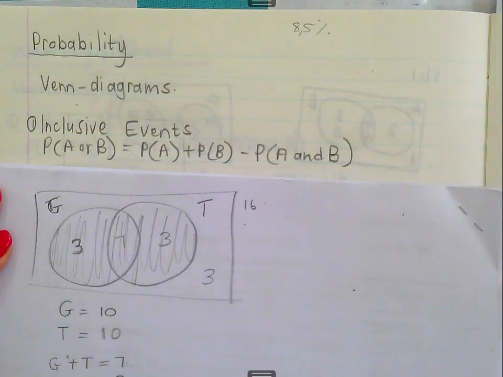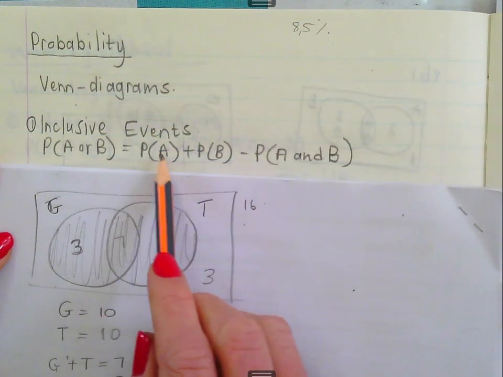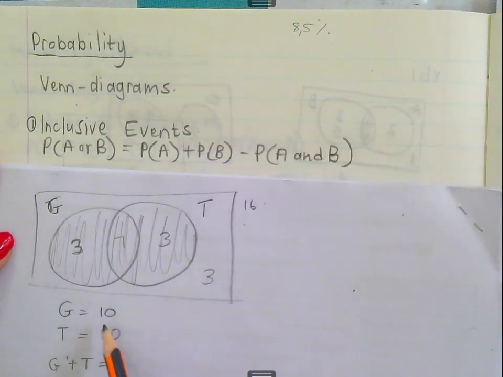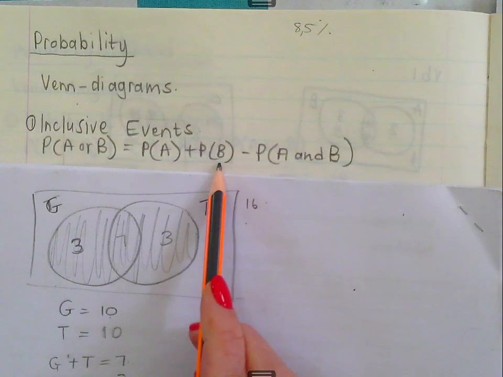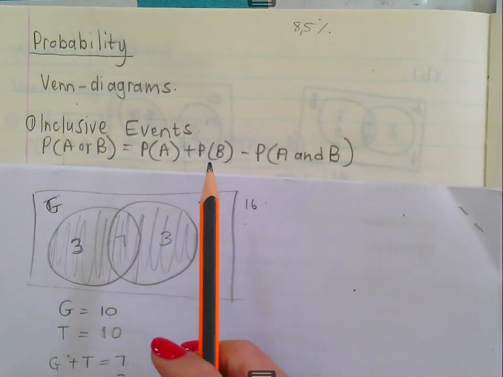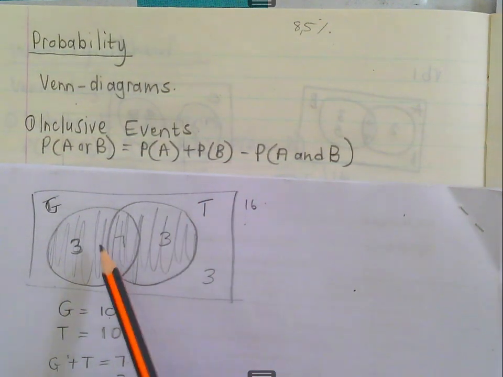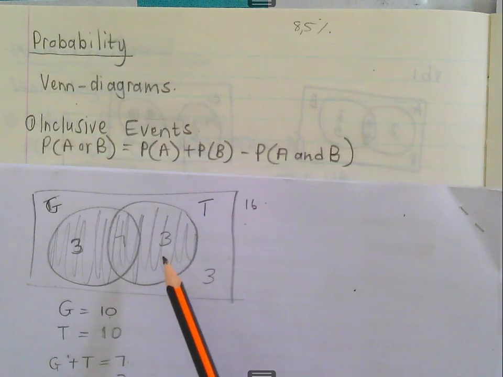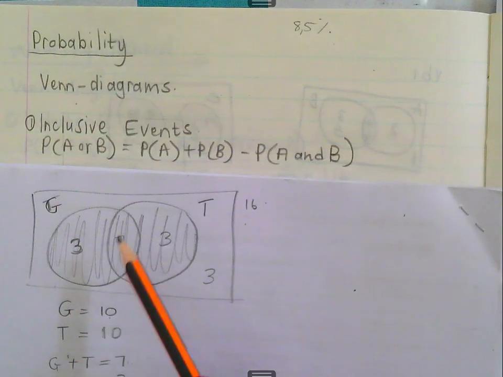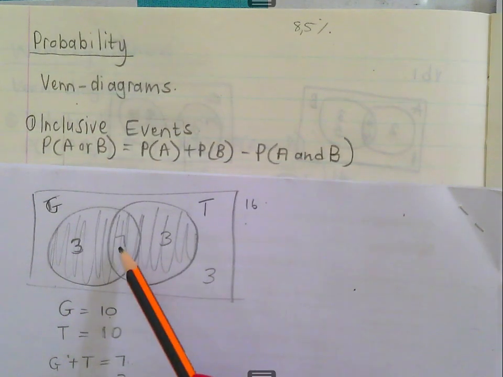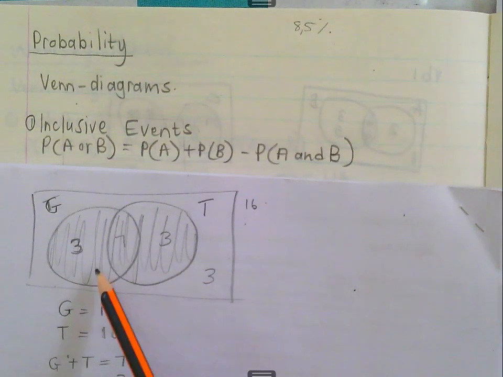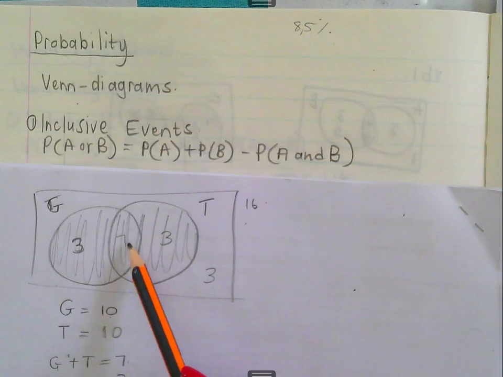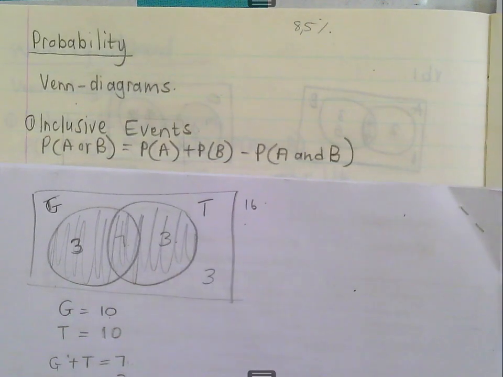The probability of A or B is going to be the probability of A. What's the probability of A? It was 10. Plus the probability of B, what's the probability of B? 10. So it's going to be 10 plus 10 is 20 minus the AND. Okay, that gives me 20 minus 7 is 13. Do you agree with that? If I look at it in the Venn diagram, 3 plus 7 is 10 plus 3 is 13. Okay, so it checks out.